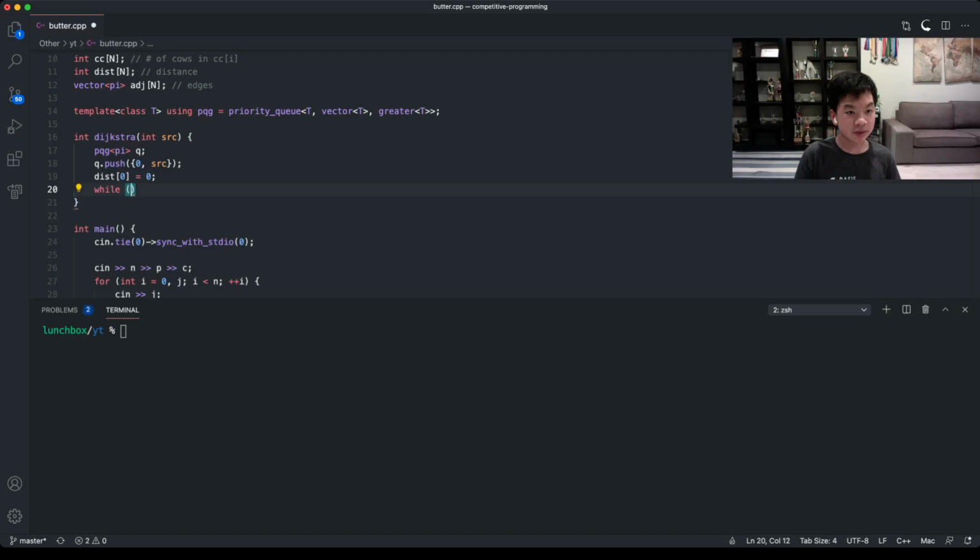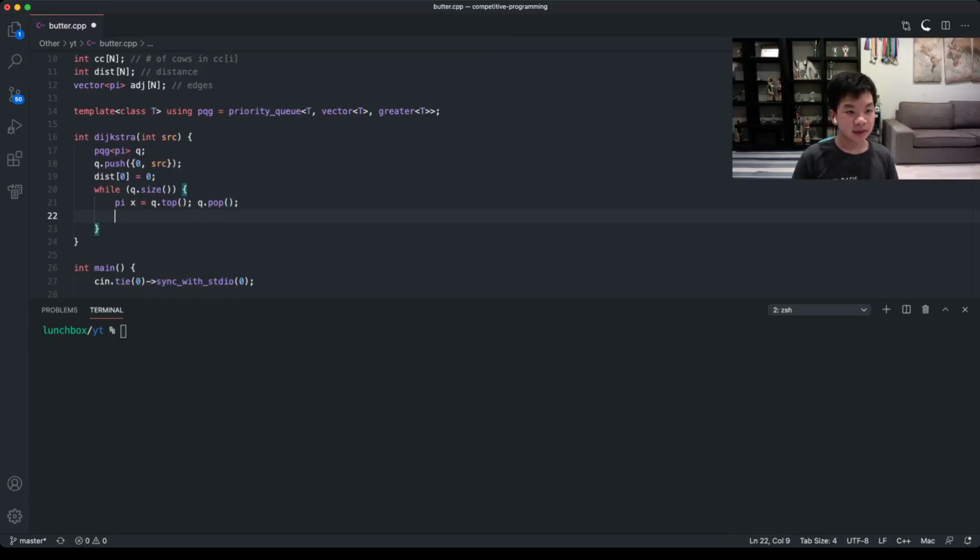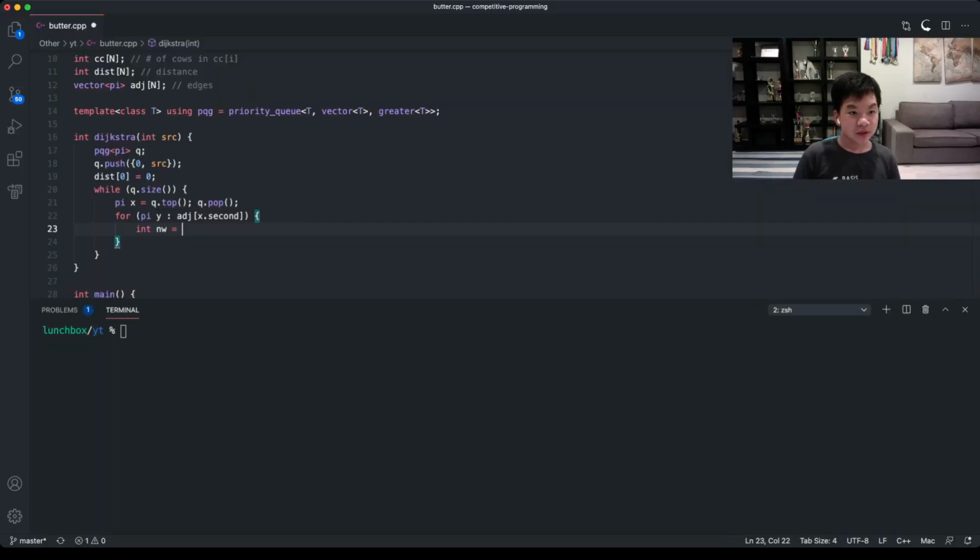So we're going to do this while there's still stuff in our queue. Let's call X the first element, or this should actually be top, and we want to pop it out. All right. So then what we're going to do is loop through each adjacent thing in the adjacent of X second. Let's call our new weight equal to the weight of this plus the weight of this edge, which is going to be y dot second.